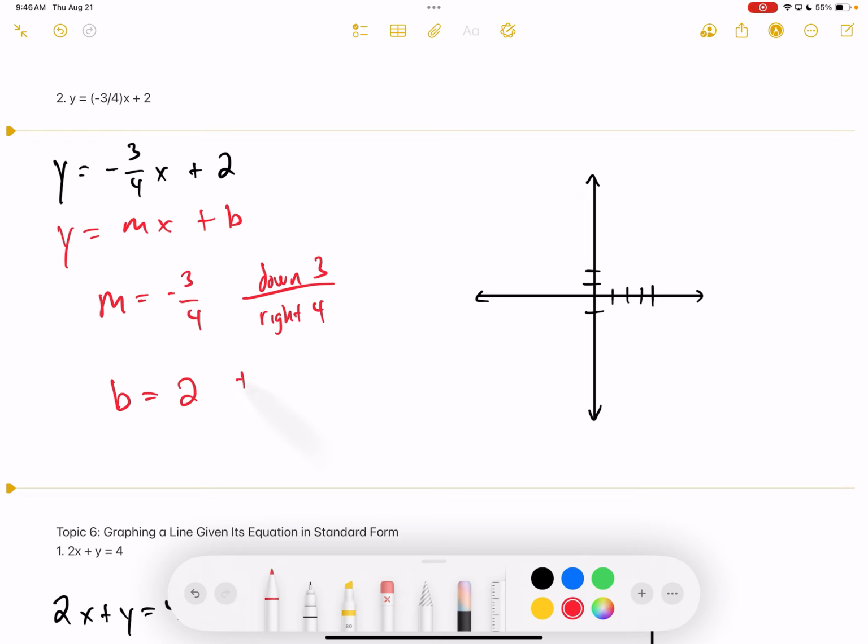My y-intercept is 2. So I start at 2, and then I'm going to go down 1, 2, 3 to the right 4. I started at 2 and went down 3 to the right 4.